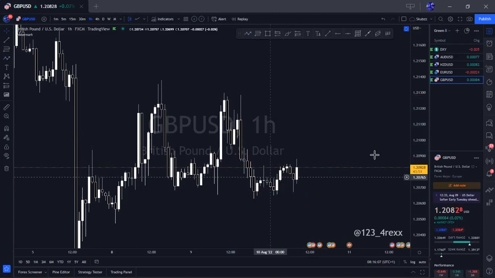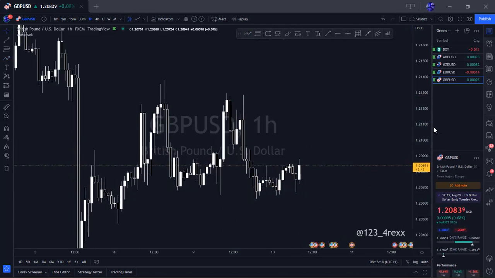Okay, good. Hope you guys understand the analysis. Is there any pair you guys would like me to take a look at before we go? Any other pairs?